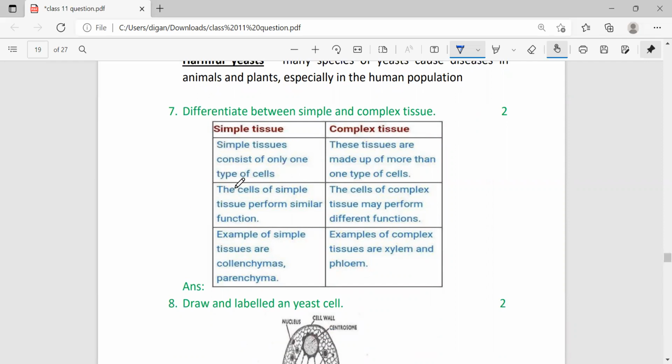Simple tissue consists of only 1 type of cell, whereas complex tissue is made up of more than 1 type of cell. Cells in simple tissue perform a similar function, whereas in complex tissue, cells may perform different functions. Examples are collenchyma, parenchyma, etc. Here examples are xylem and phloem.